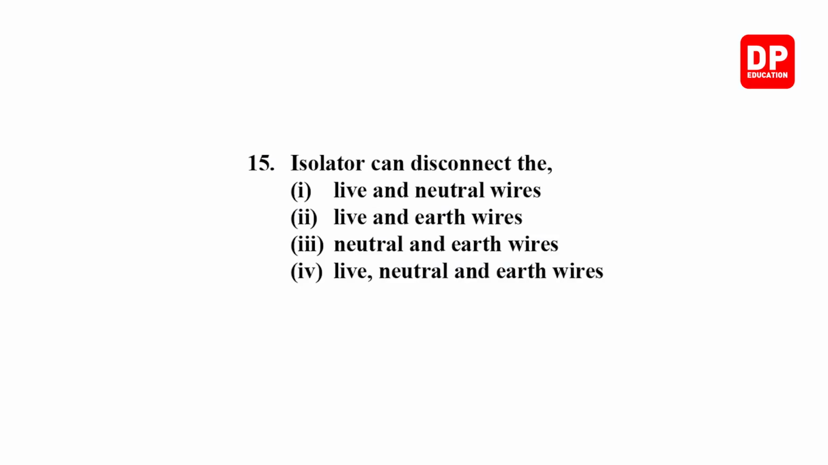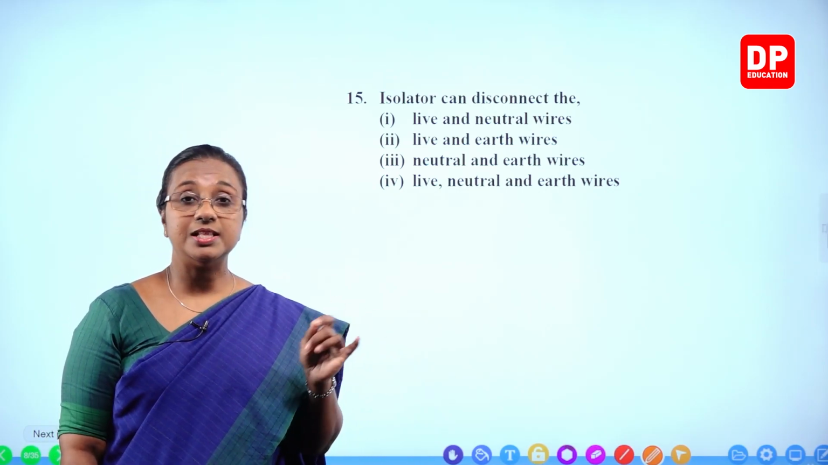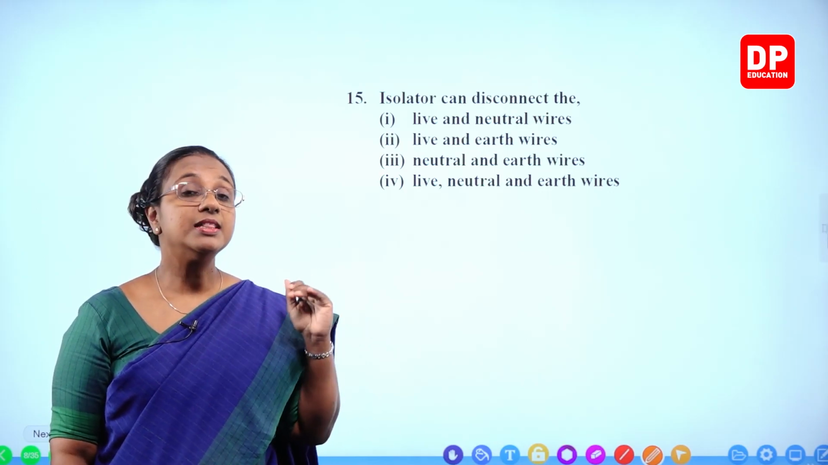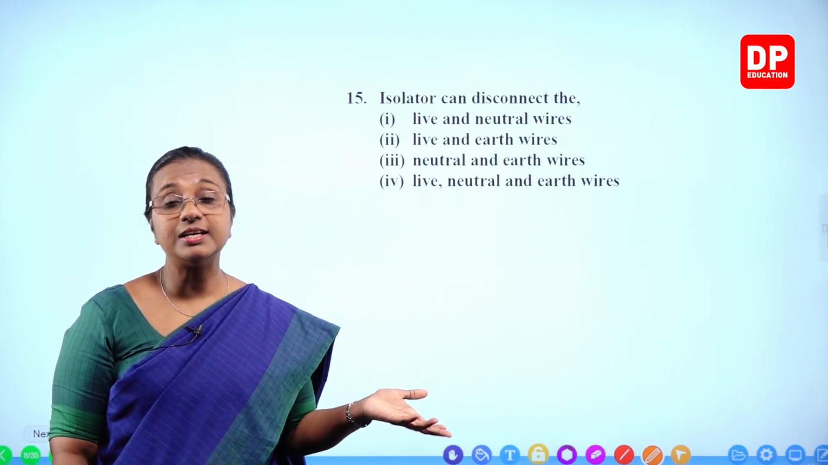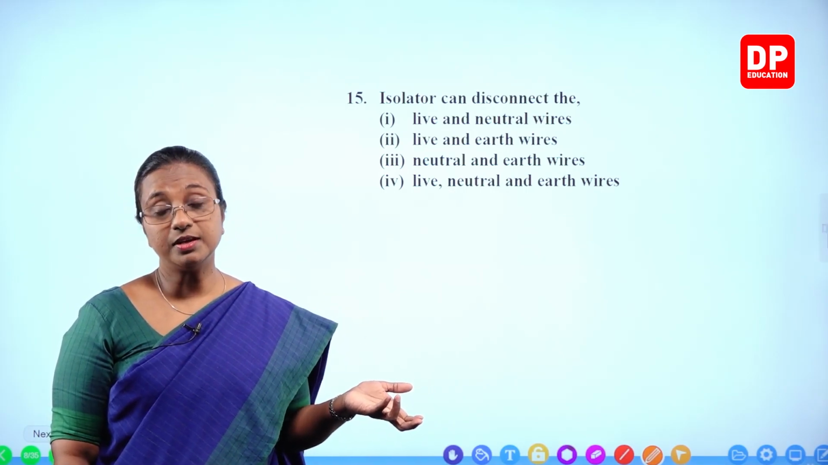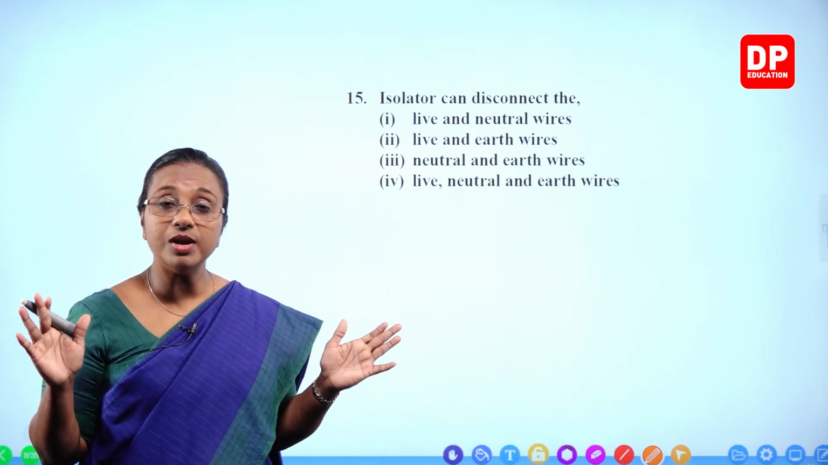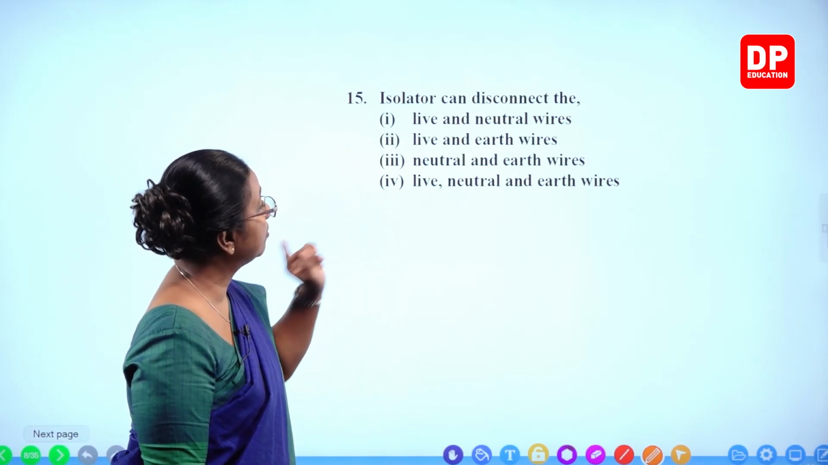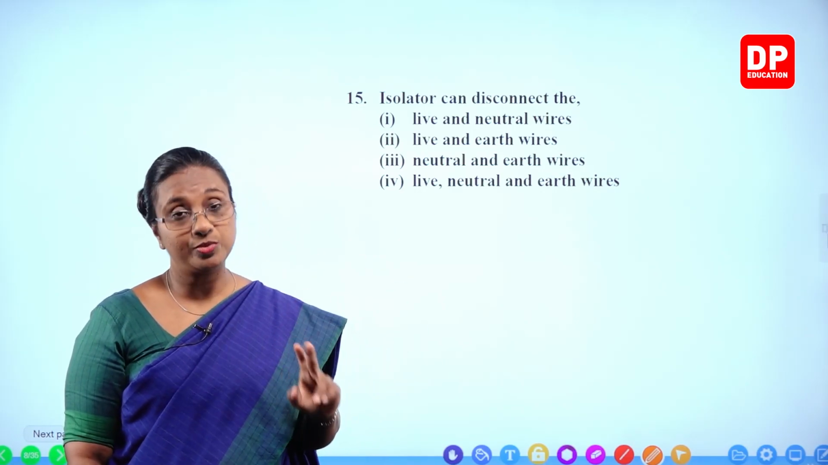Question number 50. Isolator can disconnect the. What is an isolator? You can remember it is the main switch with the main fuse. So isolator allows a maximum current of 30 amperes to flow into the household circuit. If it is more than 30 amperes, it cuts off the electricity supply, and it cuts off the electricity supply to the whole household. So, isolator can disconnect the live and neutral wires. That is correct.